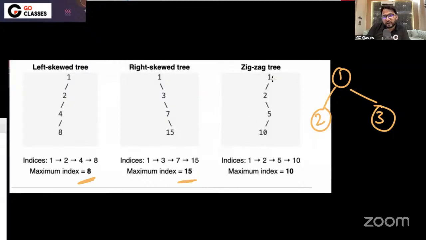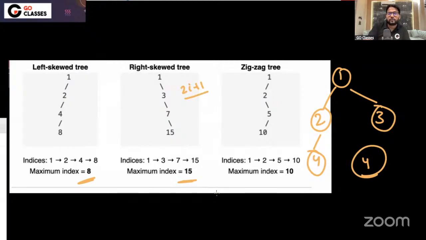See here you will be storing 1, and then since it is left, 2. Since it is right, 2 into 2 is 4, and then 5, and then 10. So the maximum index needed here is also 10. And in this case it is just 4, right? 1, 2, 3 and then 4. In this case the index needed is 4 only. But if it is right skewed, it is very obvious, since it is 2i plus 1 for the right, it will take the maximum size of the array.